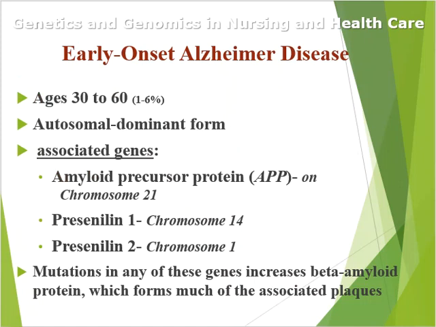Okay. Early onset is considered ages 30 to 60, and that accounts for 1 to 6% of Alzheimer's patients. It is autosomal dominant. The associated genes are the amyloid precursor protein on chromosome 21, the presenilin 1 on chromosome 14, and the presenilin 2 on chromosome 1. Mutations in any of these genes increase beta amyloid protein, which forms much of the associated plaques of this disorder.